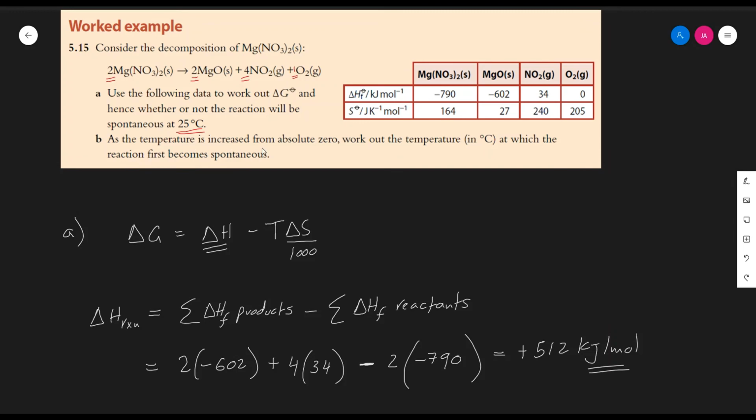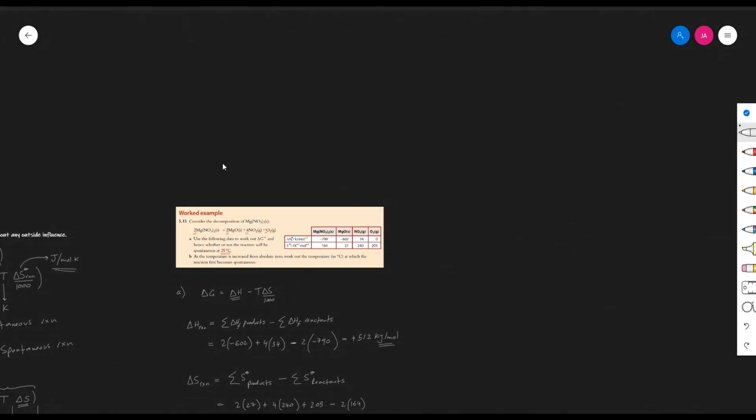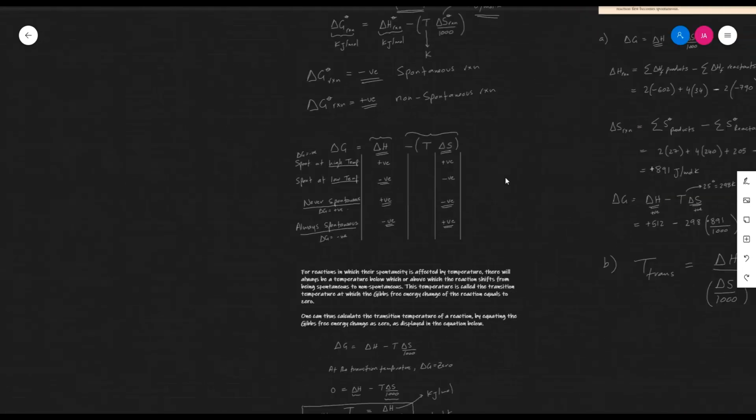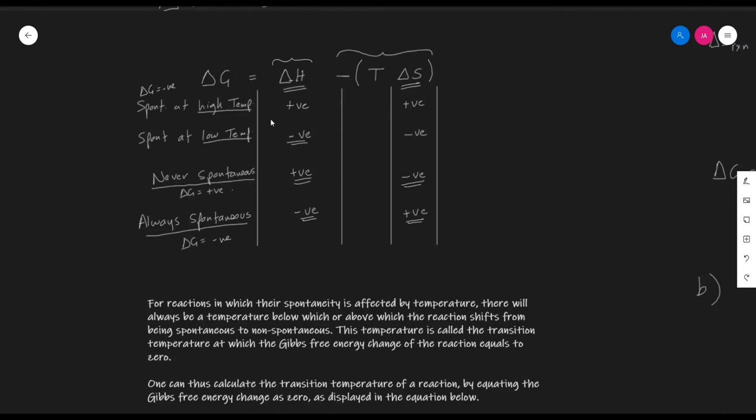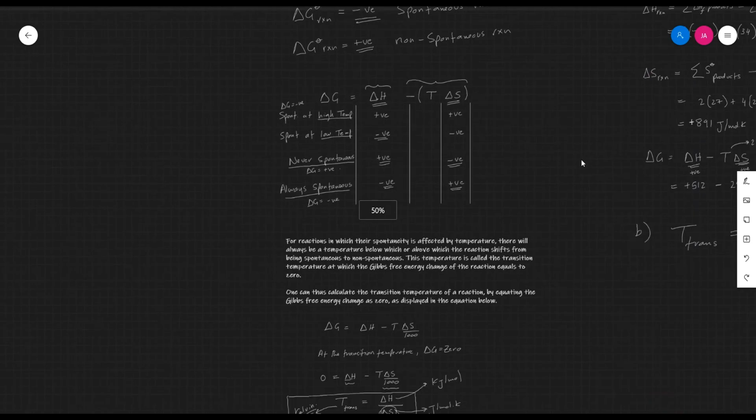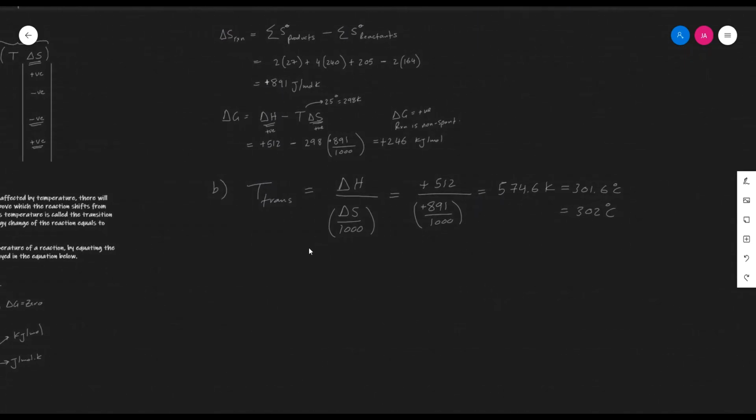As the temperature is increased from absolute 0, work out the temperature in degrees Celsius at which the reaction first becomes spontaneous. Since we already determined that at 25 degrees Celsius, 298 Kelvin, this reaction is non-spontaneous because it produced a positive delta G value, but by increasing temperature, since the signs of both the enthalpy change and entropy change are positive, as stated here, this reaction would become spontaneous at higher temperature. We are asked to calculate the transition temperature, the temperature above which this reaction becomes spontaneous.